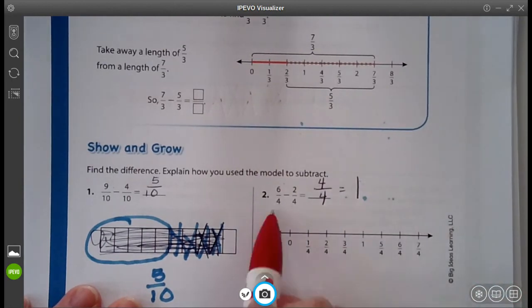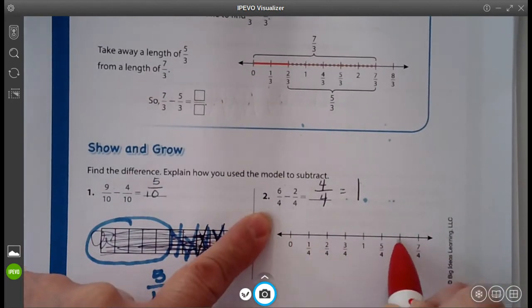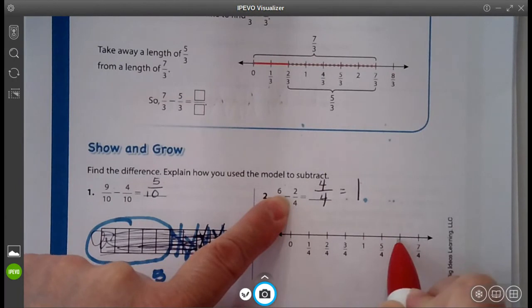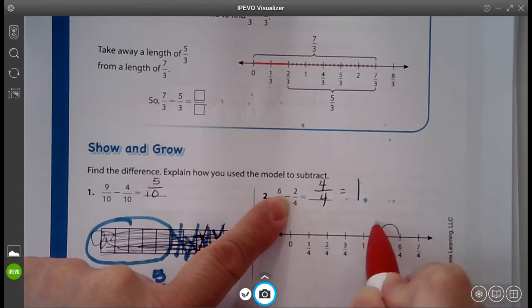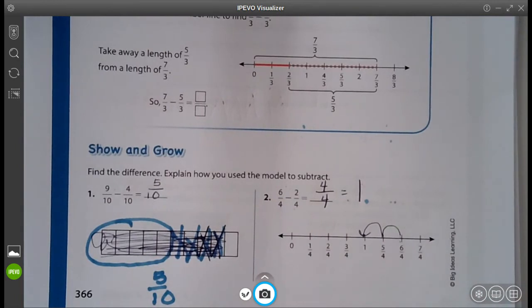Okay? If you were to use the number line, you would start at 6 fourths, which is right here. And you need to go backwards 2 fourths. 1, 2. And that is your answer. I hope this was clear to you, boys and girls.